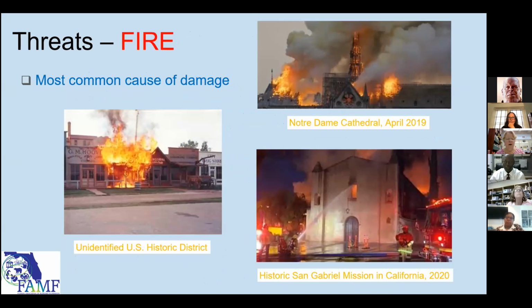Back in 2012, I gave a similar presentation for FAMS Connecting to Collections, developing an emergency preparedness plan. I was surprised to find out that fire is the number one threat to cultural institutions. It does the most damage to the institution, both in terms of the amount lost and the cost, than any other threat, natural or man-made. And here on the slide, you can see the fire at Notre Dame and a fire that occurred this year at the Historic Mission in California.